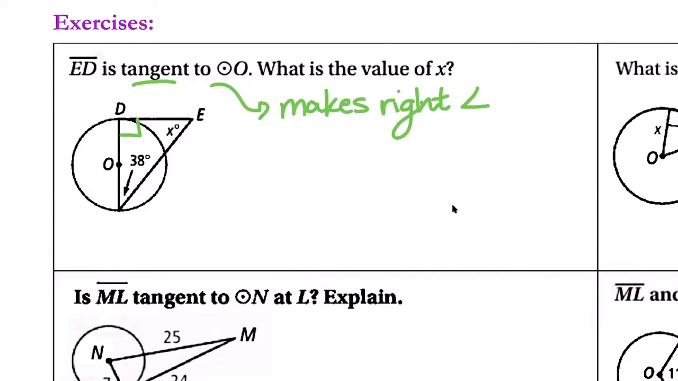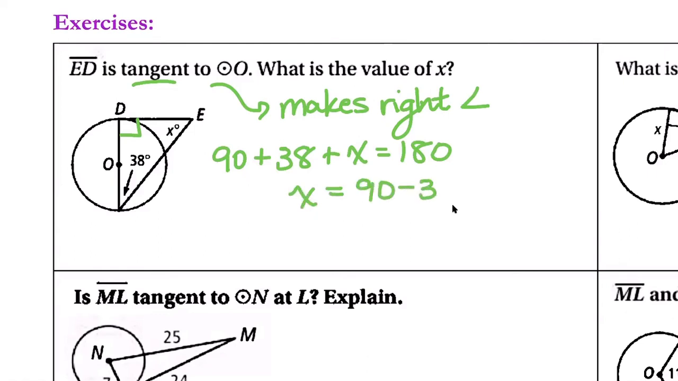And so that means that 90 and 38 and x adds to 180. Or you can just do x would be 90 minus 38, because there's 90 and that's the rest of the angles up to 90. So that would make it, what's that, 52.